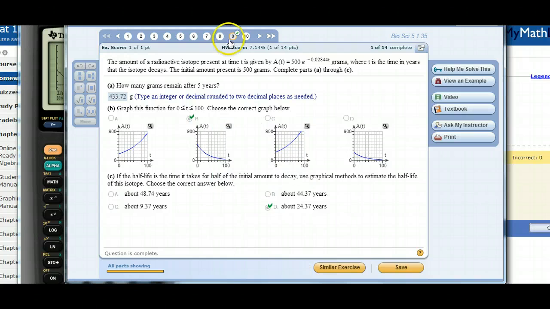So I wanted you to see this example. Just use that second LN button, e to the x, to be able to plug in this e number on there.